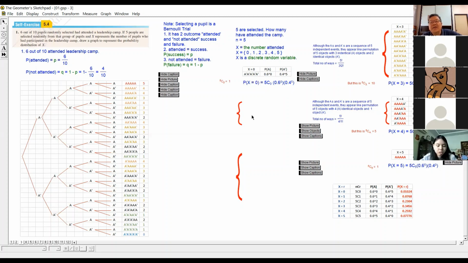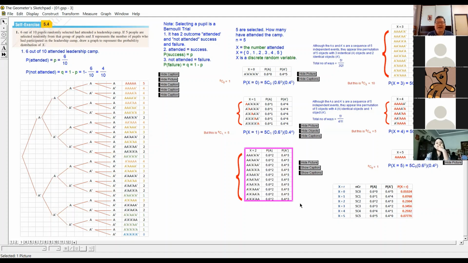Okay, now can you tell me what are the three components in this one? X equals 1. So what is the probability of x equal to 1? First component, what is it? 5 choose 1. Correct. 0.6 to the power of 1. 0.4 to the power of 4. Very good, correct. So it is 5 choose 1, 0.6 to the power 1, 0.4 to the power of 4. Next case.